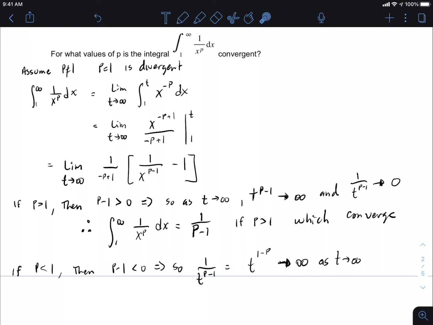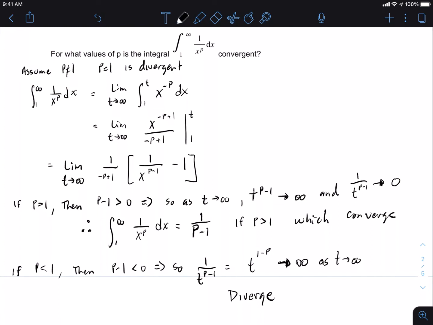fixed. Notice this one went to a fixed value, it would be bounded as t went to infinity. This guy is not going to take off to a bounded value. It's going to take off to infinity. So that tells me that the integral, if my p is less than 1, will most definitely diverge.